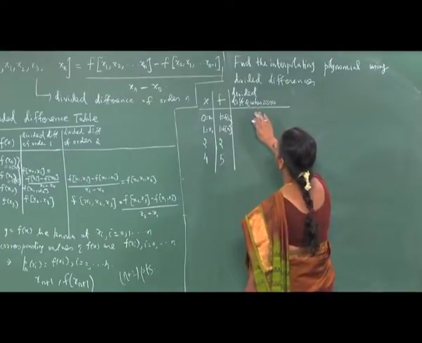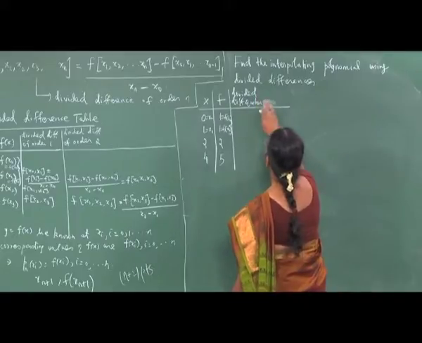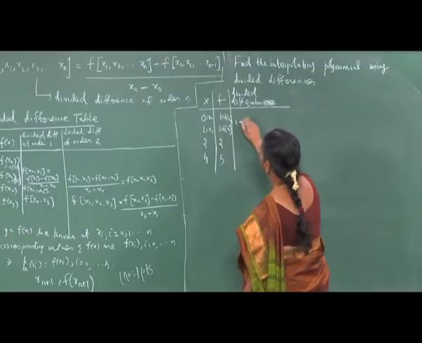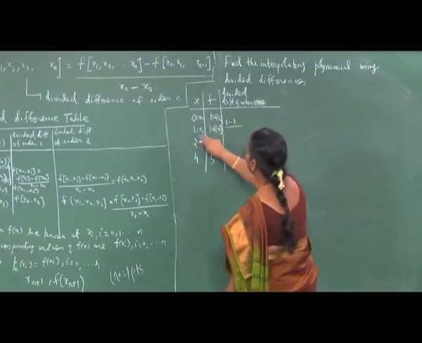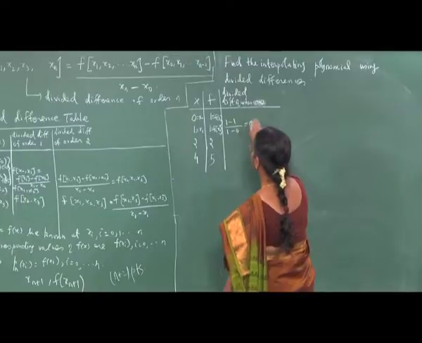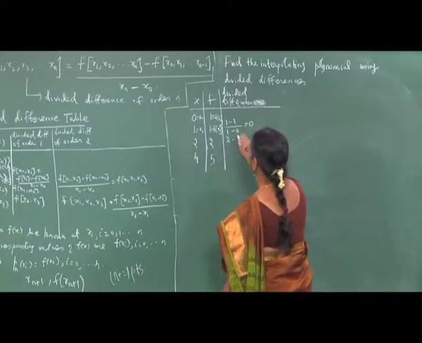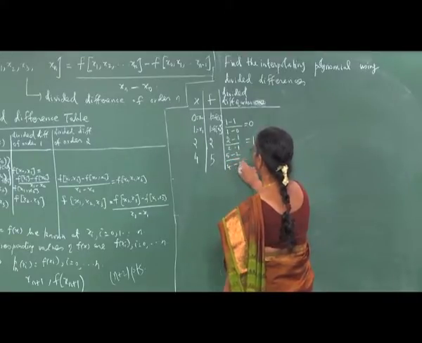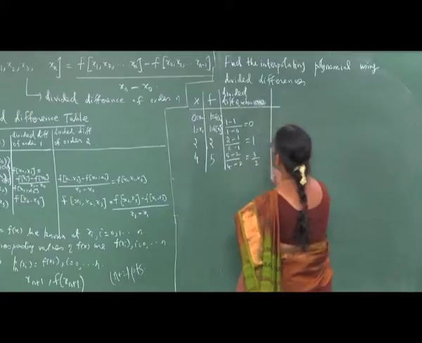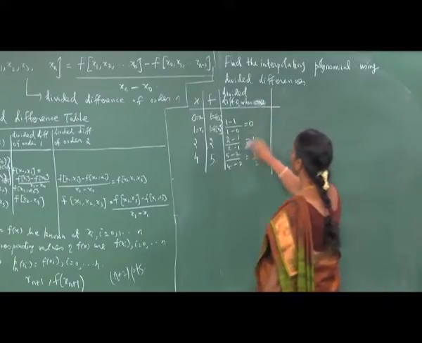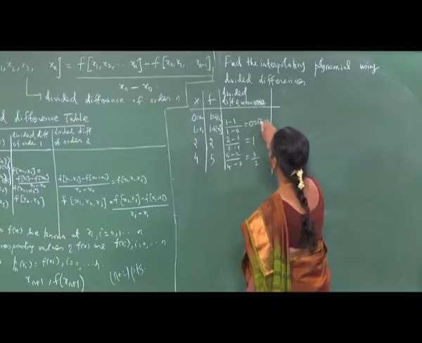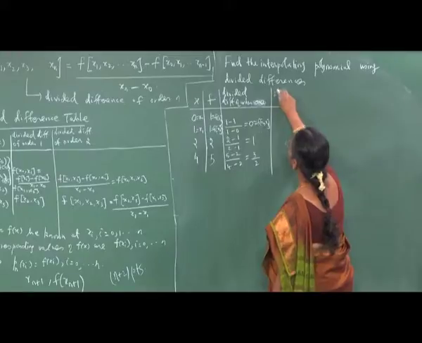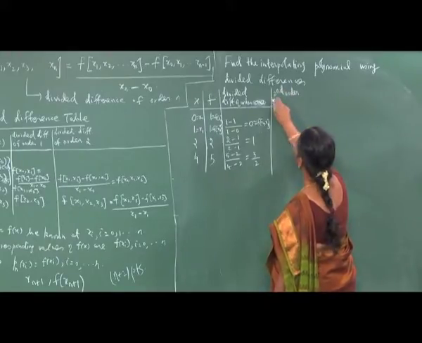The divided differences of order 1 can be constructed by this minus this. So, 1 minus 1 divided by x1 minus x naught, so 0. Then 2 minus 1 by 2 minus 1, then 5 minus 2 by 4 minus 2. So, these are the divided differences of order 1, and we know that this by notation is f of x naught x1. Now I compute second order divided differences.